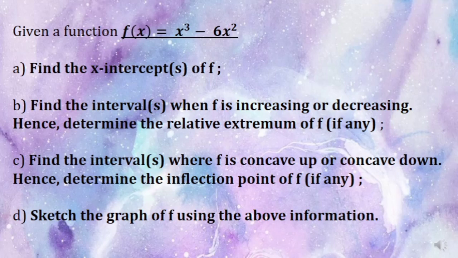For the problem statement, given a function f(x) equals x cubed minus x squared. A: find the x-intercepts of f. B: find the intervals when f is increasing or decreasing. Hence, determine the relative extrema of f, if any. C: find the intervals where f is concave up or concave down. Hence, determine the inflection point of f, if any. And the last one is D: sketch the graph of f using the above information.